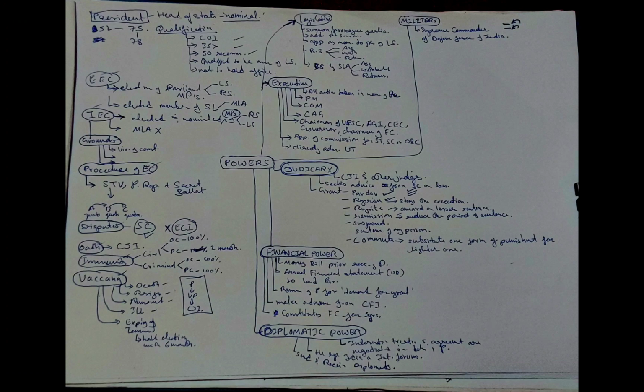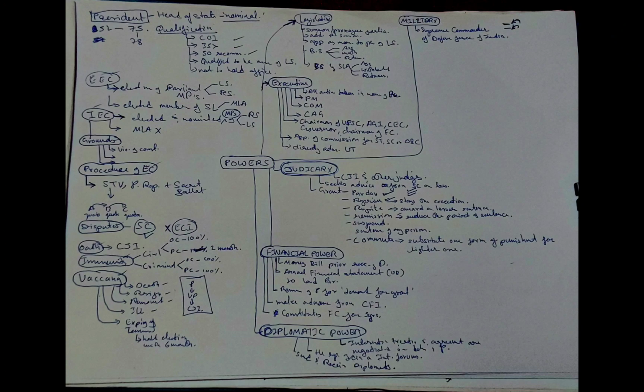As I said, there are two heads. One is the head of the state, another one is the head of the government. The head of the state is the president, and the head of the government is the prime minister. Don't get confused about that. So always remember, the president is the head of the state. And is he the real head or the nominal head? The president is always the nominal head.